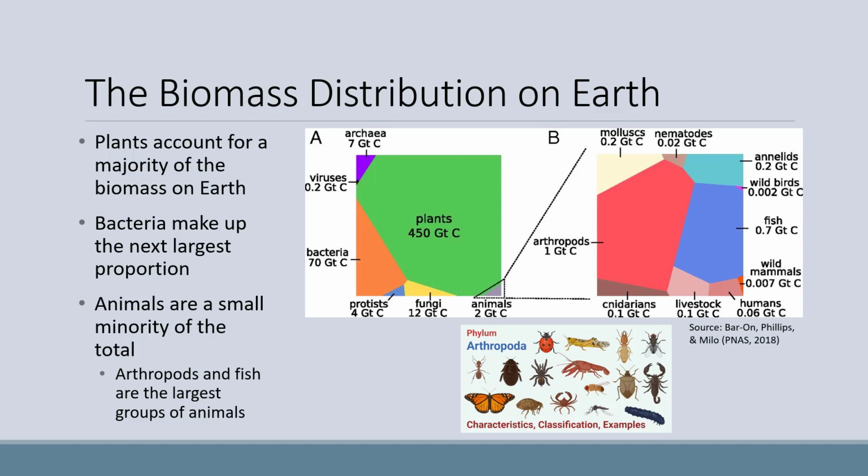Of animals, arthropods and fish are the largest groups. I included an image that shows some examples of the phylum Arthropoda if you're curious. You can see insects, crabs, spiders, and scorpions are all in this group. All of these animals have an exoskeleton.